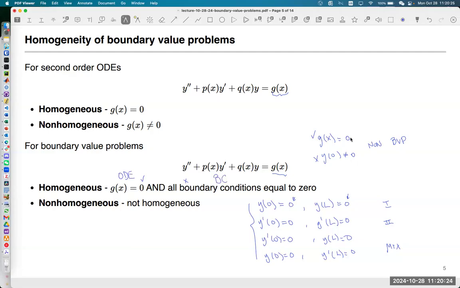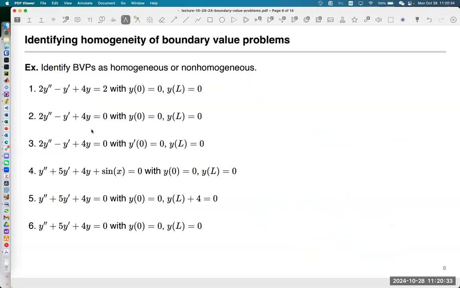And this is a homogeneous ODE, but with a non-homogeneous boundary condition, and therefore leading to a non-homogeneous boundary value problem. Okay, so here are more practices. Identify if it's homogeneous or non-homogeneous. First we look at the ODE. Does it have a non-homogeneous component?